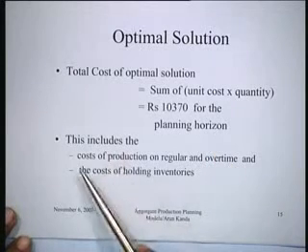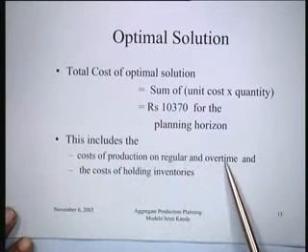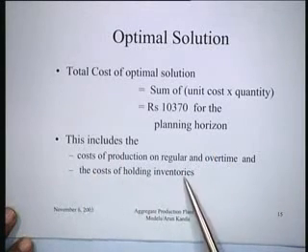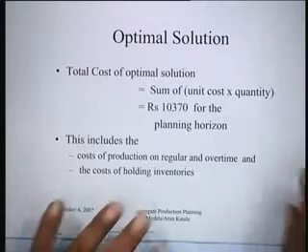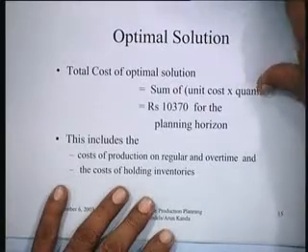And this includes the costs of production on regular and overtime, and the costs of holding inventories overall for this particular case. So you are assured of an optimal solution. It's not a heuristic anyway. And from the transportation tableau, you can work out exactly a production plan.